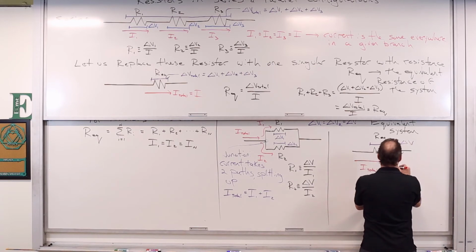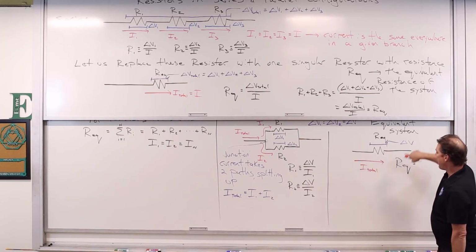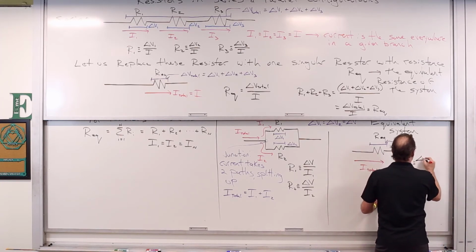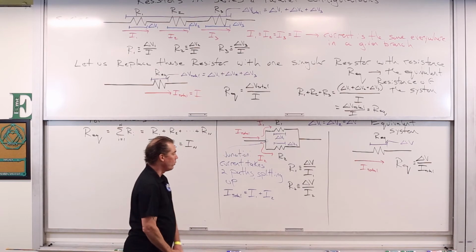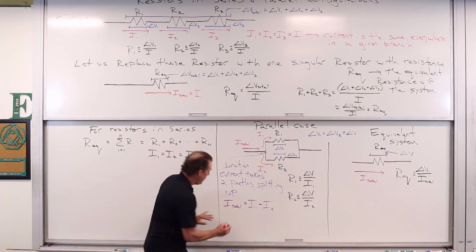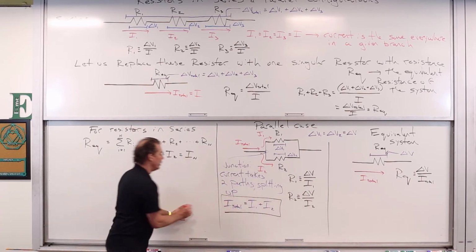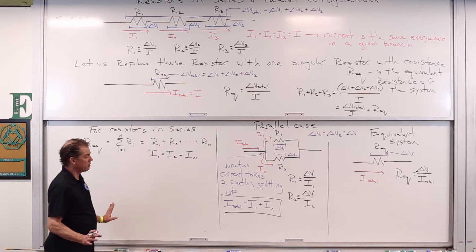Come over to this one. We've got ourselves that Req is going to be defined by delta V divided by I total. And what do we know about I total? Well, we've already said I total has to be equal to I1 plus I2. So that breaks up. Well, let's look at it in this term.